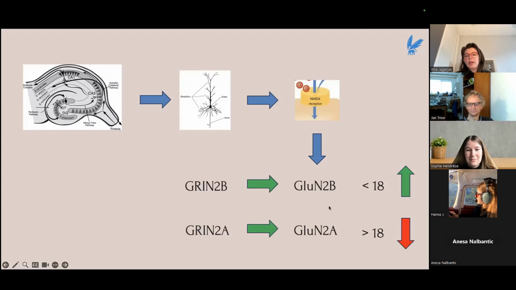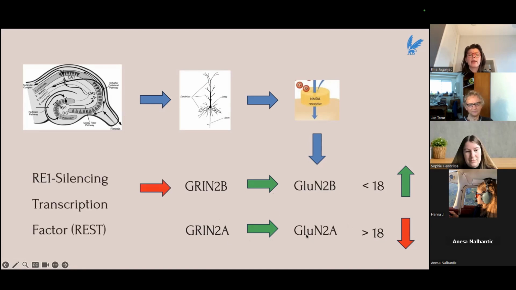So how do we get GluN2B? If the GluN2B gene gets expressed, because it stores the information for GluN2B, you get GluN2B. And the GluN2A gene stores the information for GluN2A. But there's something interesting about GluN2B, because we have something that is controlling this gene, and this is the RE1 silencing transcription factor, also known as REST. And REST, it's in the name, silences GluN2B.